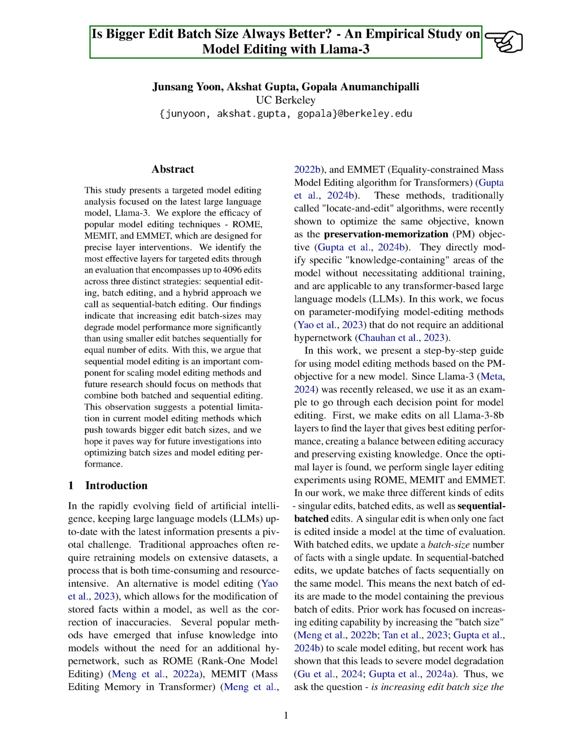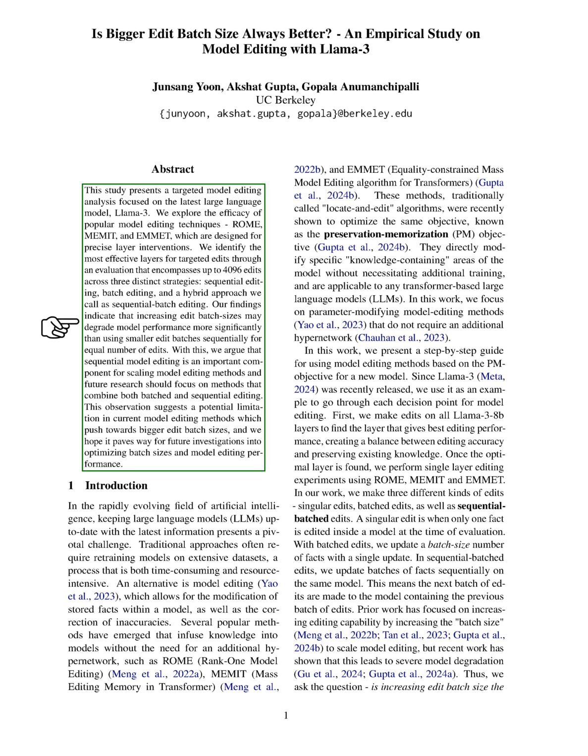Section: Introduction. In this section, we delve into the realm of artificial intelligence, where the challenge lies in keeping large language models, LLMs, updated with the latest information. Traditional methods involve retraining models on vast datasets, which is time-consuming and resource-intensive. An alternative approach is model editing, allowing for the modification of stored facts and the correction of inaccuracies within a model. Several methods like Rank 1 model editing, mass editing memory in transformer, and EMMET have emerged to infuse knowledge into models without the need for additional training.